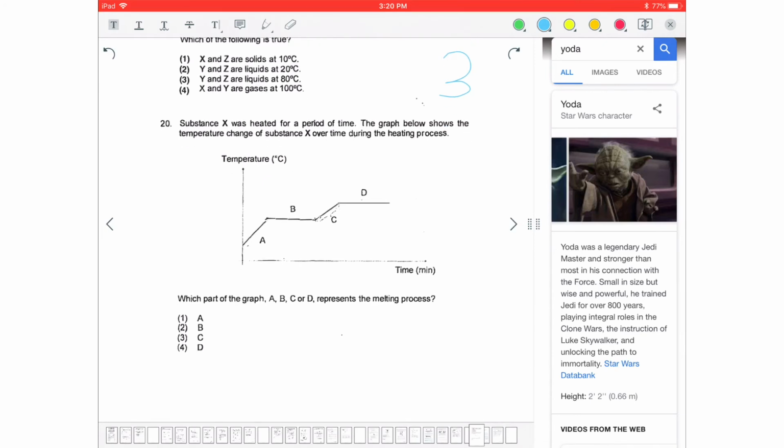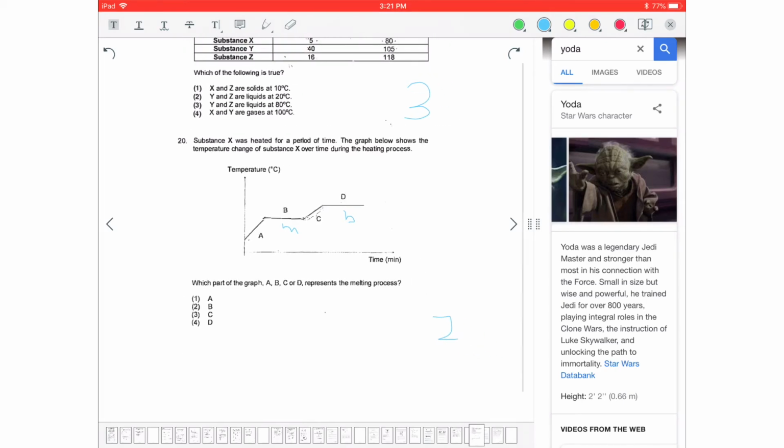Alright, next. Substance X was heated for some period of time. Which part of the graph represents the melting? Okay, I'm not sure if you learned this, but melting is actually B. So it's 2. Right? Here is melting. This one is boiling. D is the boiling. Because every time it's melting or boiling, the temperature will be horizontal. Right? Every time it is melting or boiling, temperature will be fixed for that period of time, short period of time.